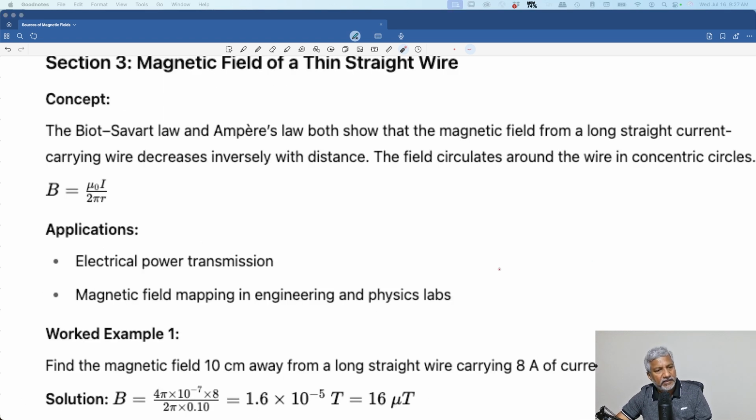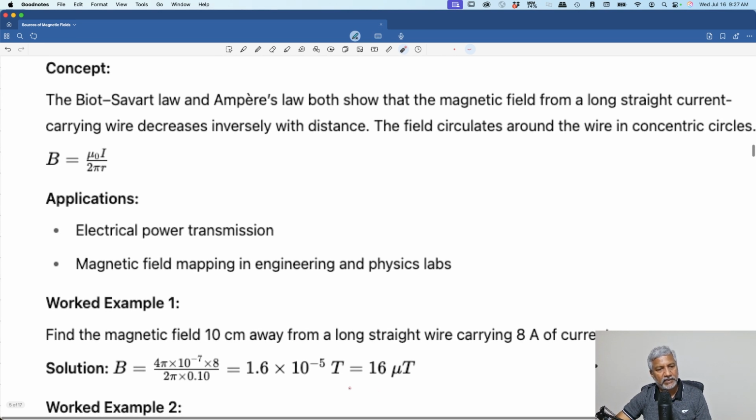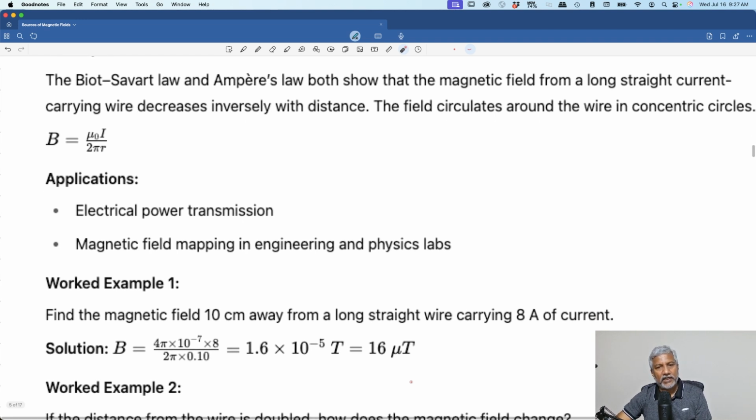Here is a direct question based on this formula where both I and R are given. This is in centimeters, so it has to be changed to meter. Everything else is very simple. Just substitute, you get 1.6 times 10 to the negative 5 Tesla, which is 16 times 10 to the negative 6, or 16 micro Tesla. Okay?